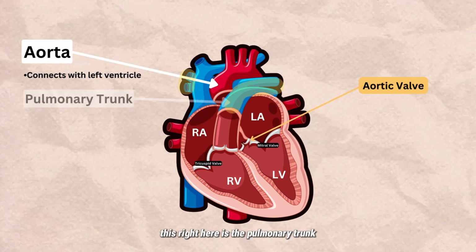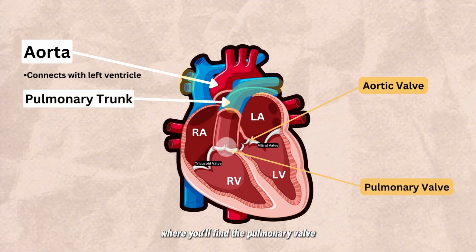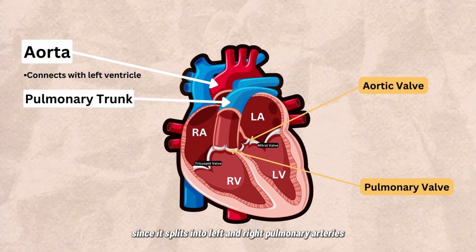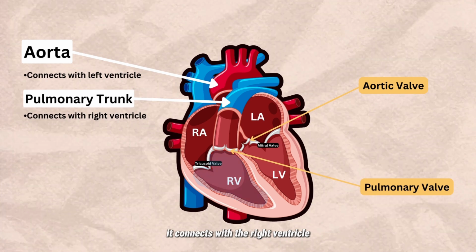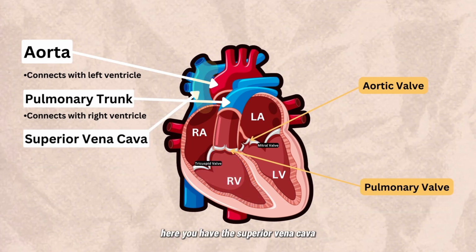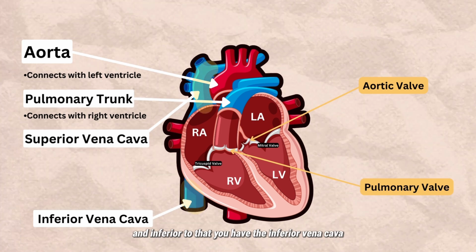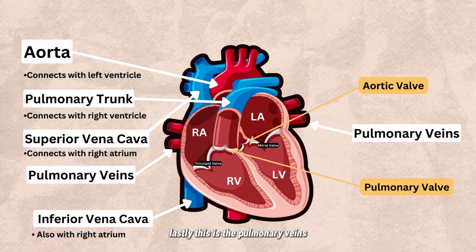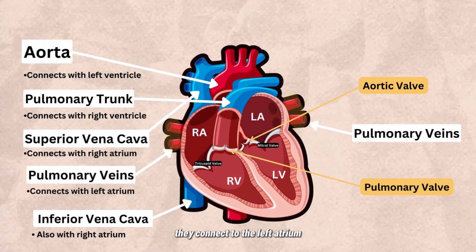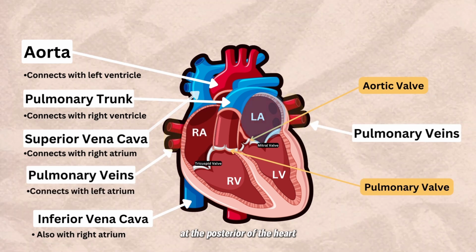This right here is the pulmonary trunk, where you'll find the pulmonary valve. You can easily identify this since it splits into left and right pulmonary arteries. It connects with the right ventricle. Here, you have the superior vena cava, and inferior to that, you have the inferior vena cava, which connects to the right atrium. Lastly, these are the pulmonary veins. They connect to the left atrium at the posterior of the heart.